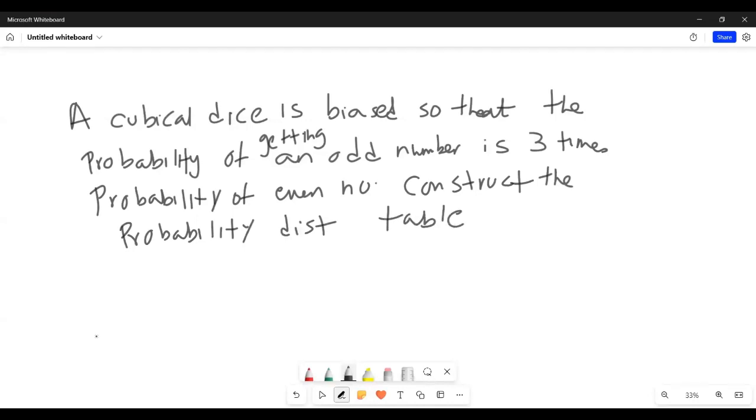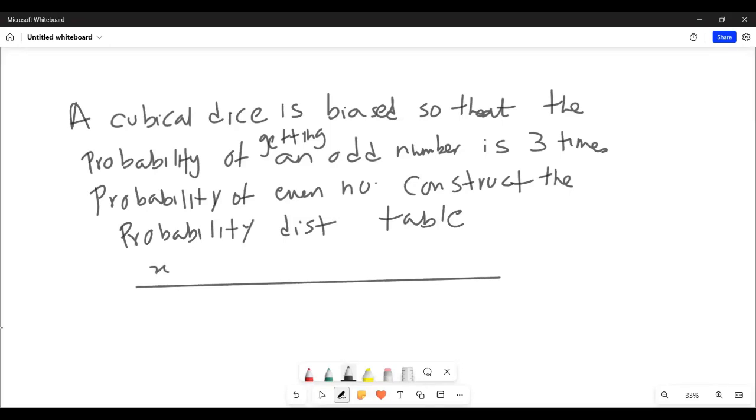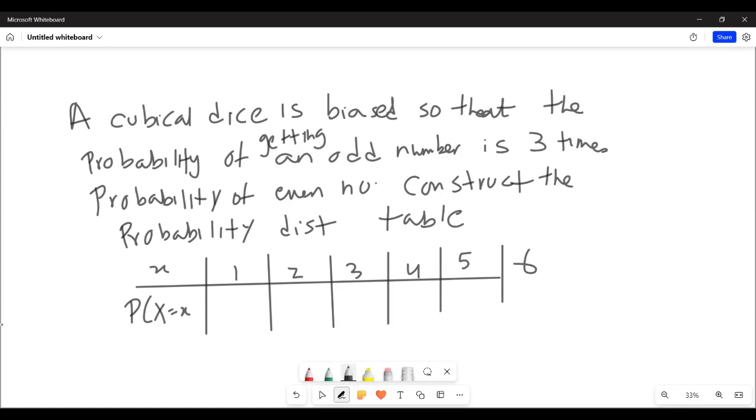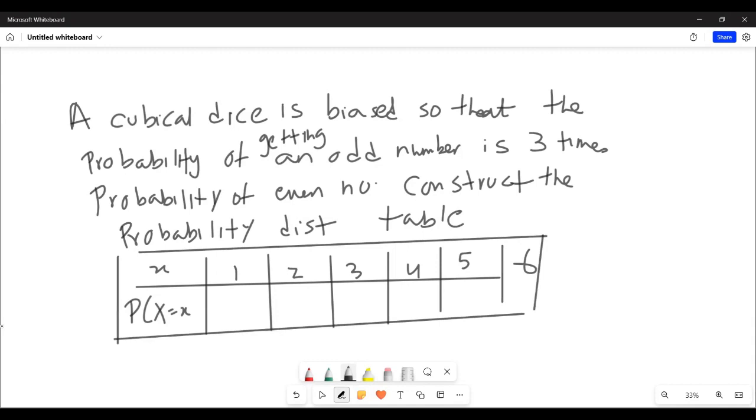So again, dice throw होने की बात हो रही है. So we start with x and probability capital X equals x. Dice throw किया, so it's either 1, 2, 3, 4, 5, 6.